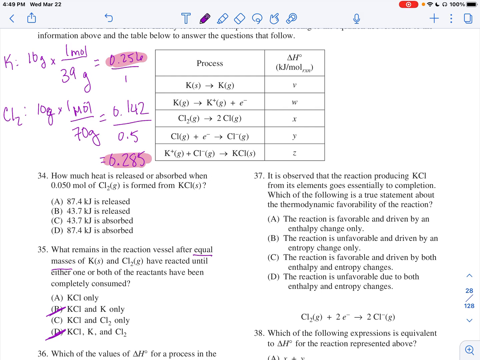So they're probably in this question trying to throw you off by saying equal masses so that you would think they would both run out at the same time. But they're not. Plus, they don't have the same coefficients. So hopefully you didn't fall for either of those traps. So it is not going to be KCl. It's not that they're both going to run out at the same time. So the answer must be C. And that is why Cl2 is there and not K, which was the question on the document.